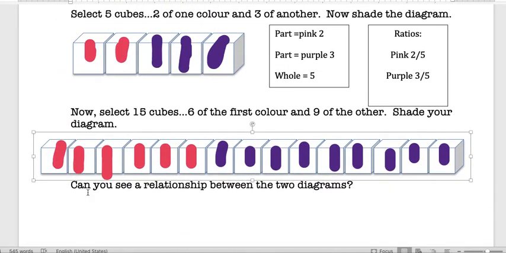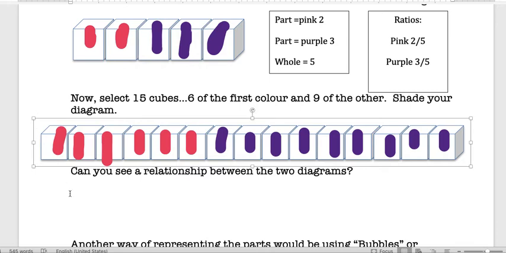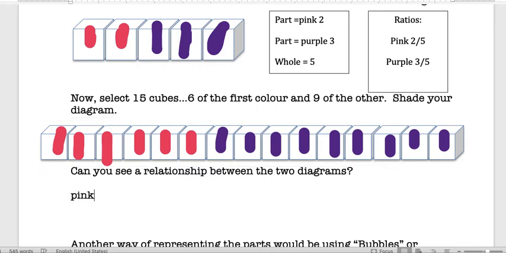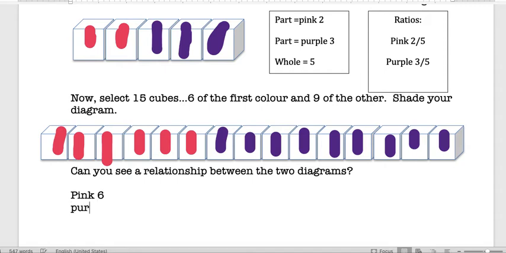So can you see a relationship between the two diagrams? So let's take a look at what we've got here. I've got pink, 6, purple, 9, and total I have 15 cubes. So let's see. If I look at my ratio of 6 out of 15, and I look at my ratio of 9 out of 15, can you see the relationship between the two diagrams? What if we reduced this fraction to lowest terms? So let's start with the pink. Let's reduce this to lowest terms.